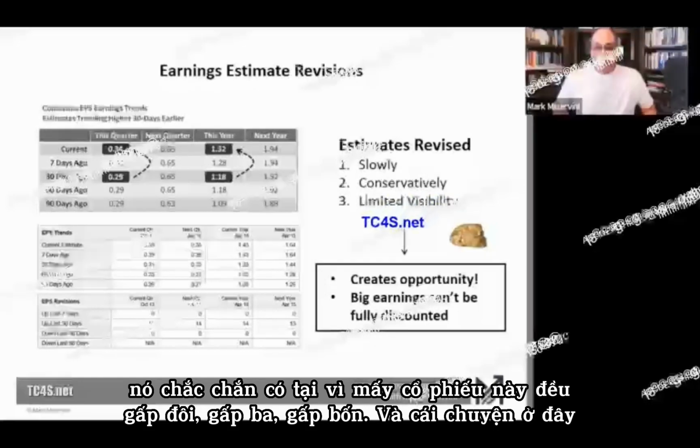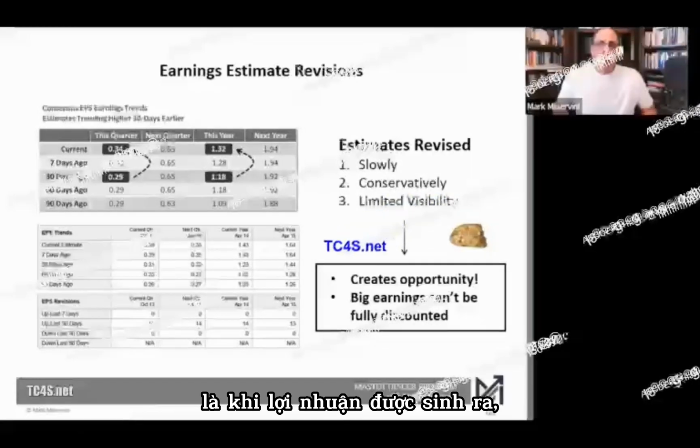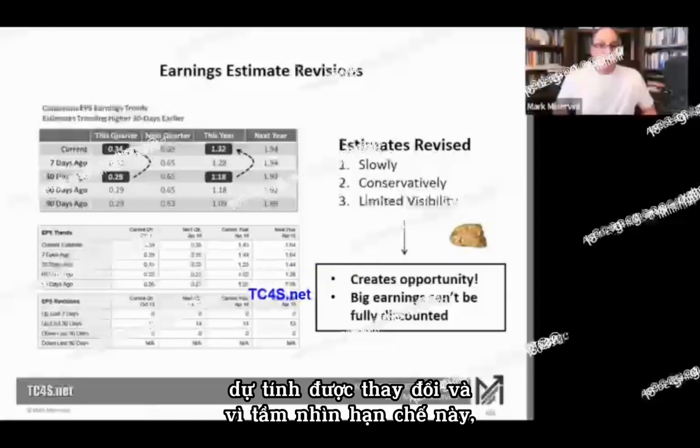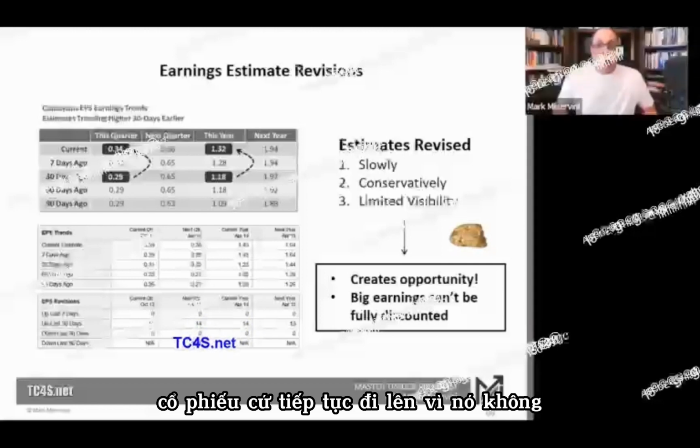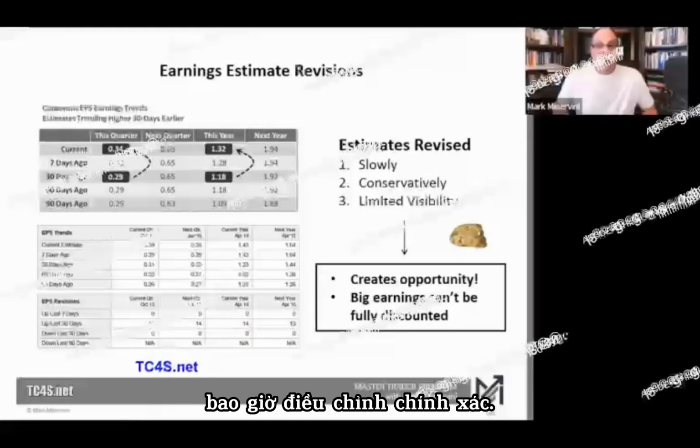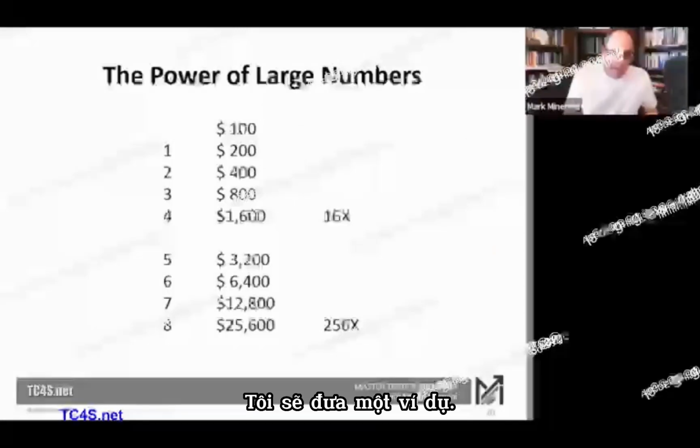So what happens is, as these big earnings are coming in, there's an adjustment that's made. And because of this limited visibility, the stock could just keep going and going and going because it never fully adjusts. It never can fully adjust. I'm going to show you the example here. This will make a case.